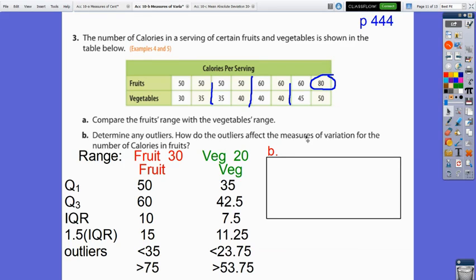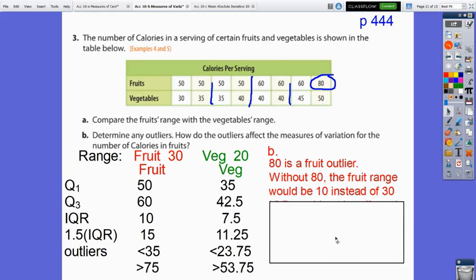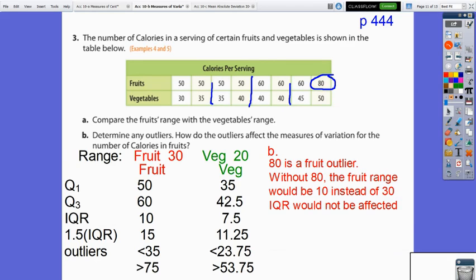Okay, and how does that outlier affect the measures of variation for the calories? The measures of variation are range and interquartile range, right? Those are the things we'd be looking at there. Does the fruit outlier affect the range for fruit calories? Absolutely, because if that wasn't there, the range would be 10 instead of 30. The interquartile range would not be affected because you'd still have the same numbers for Q1 and Q3. But the range is severely changed if you throw out the outlier. All the fruits are within 10 of each other, except for this crazy one that's up here at 80.